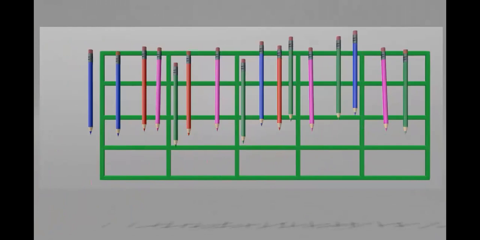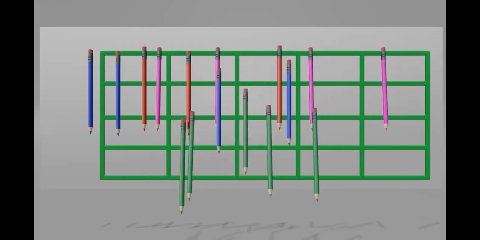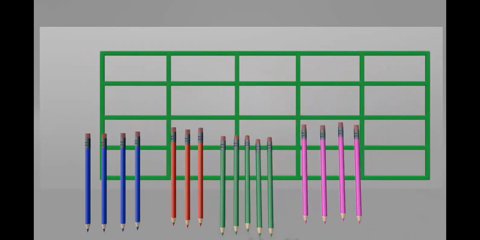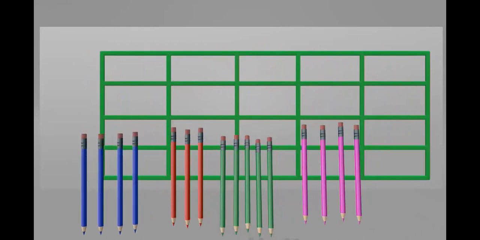Here are a bunch of colored pencils from my class at school. We need to answer some questions about these pencils. But first, we need to organize them into a picture graph. Let's organize these pencils by color. We have quite a few pencils here of different colors. Let's count the blue first. There are 1, 2, 3, 4 blue pencils.